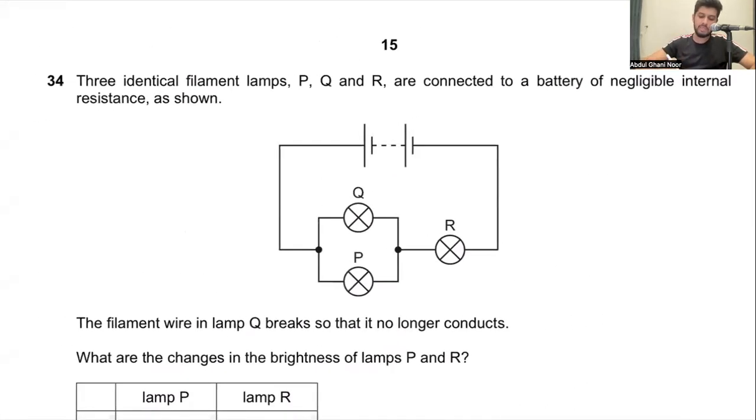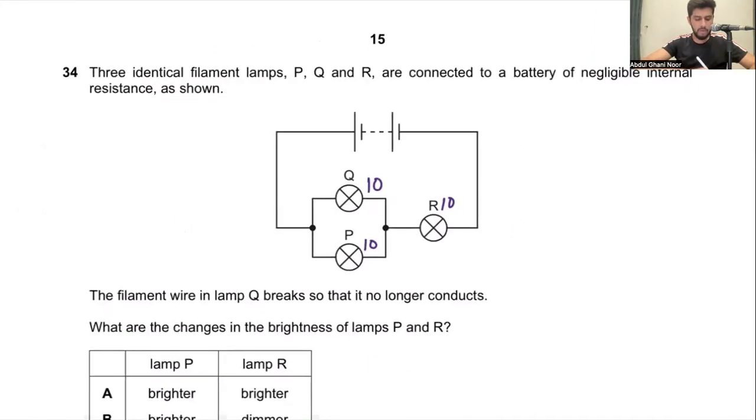Let's say the resistance of each lamp is 10. So this is 10, this is 10, this is 10. Now, because this is 10, these two combined will have a total resistance of 5 ohms.